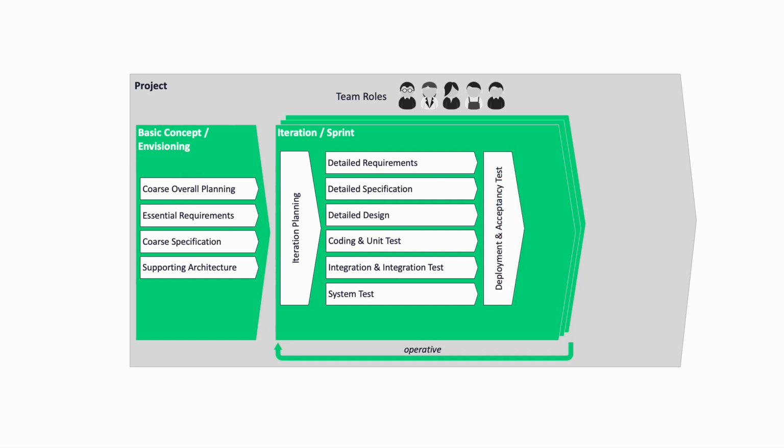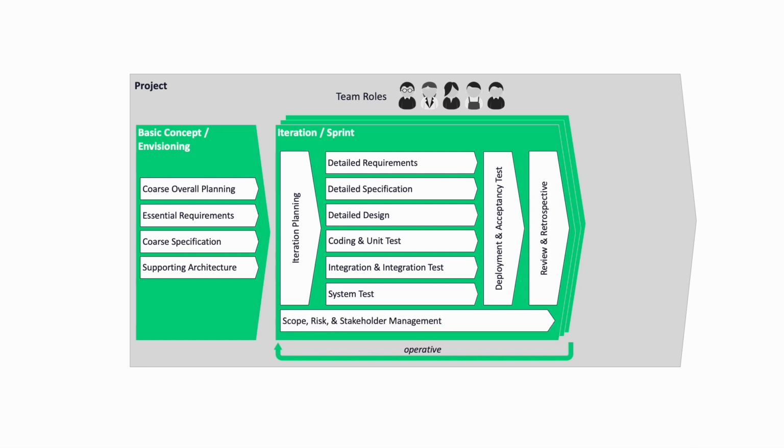At the very least, however, this must take place towards the end of the iteration as the basis for an acceptance test by the user or customer by providing feedback on the results to date. The final step is a review of the results and a retrospective on the process. The iteration is flanked by continuous management of the scope, risks, and all relevant stakeholders.